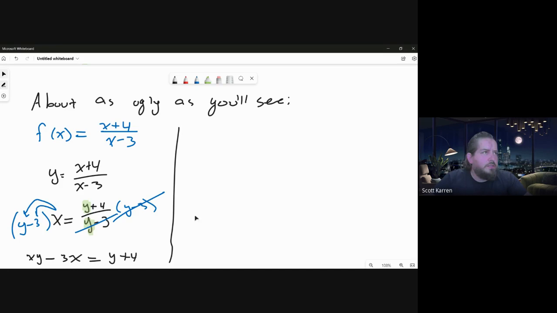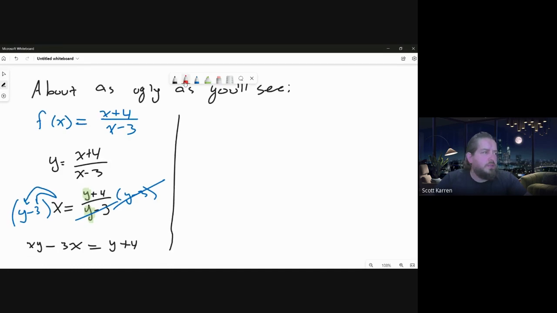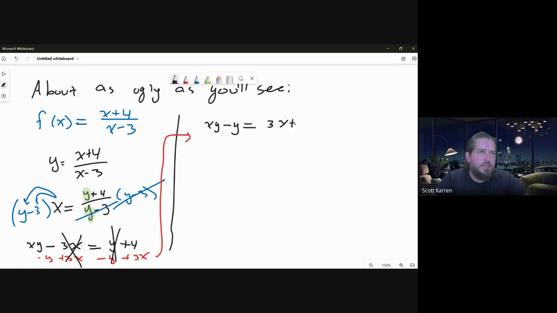So from here, what I'll do is I want to get all of my y terms onto one side, so I'm going to subtract y from both sides. But I want this 3x out of my way, so I'm going to add it to both sides. And I'll clean it up a little bit. So here the 3x cancels off on the left-hand side, and I'm left with xy minus y. And on the right-hand side, the y cancels out, but I'm left with 4 plus 3x, or 3x plus 4, if we like.